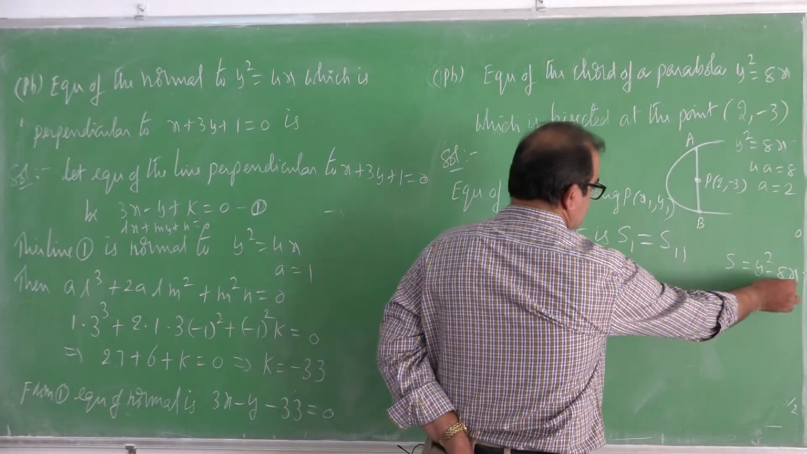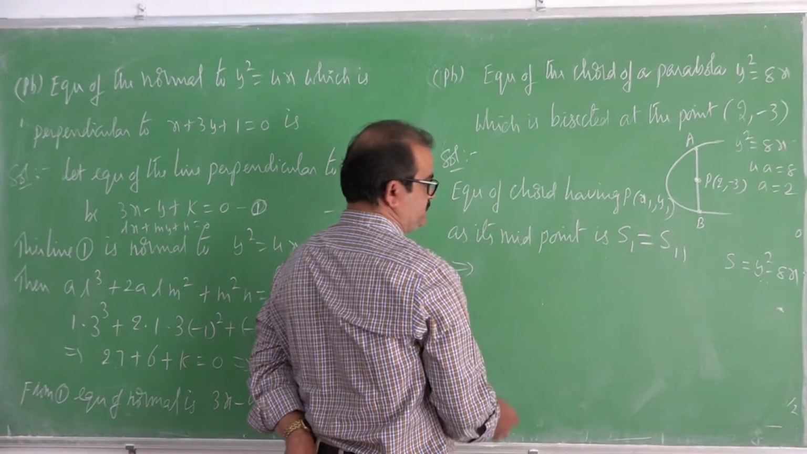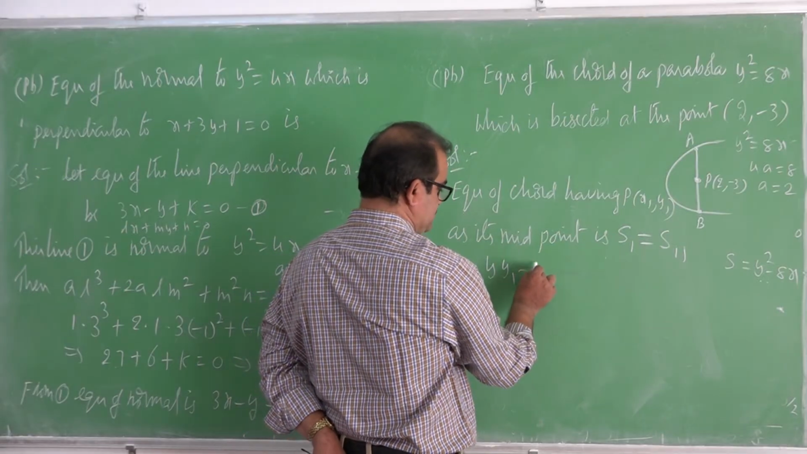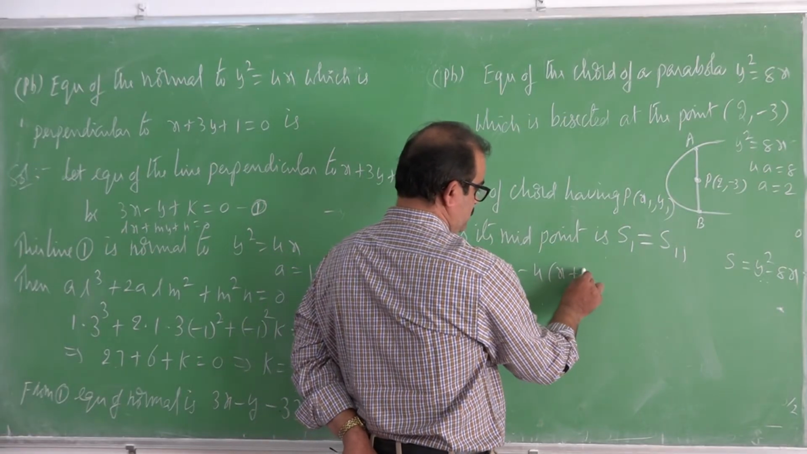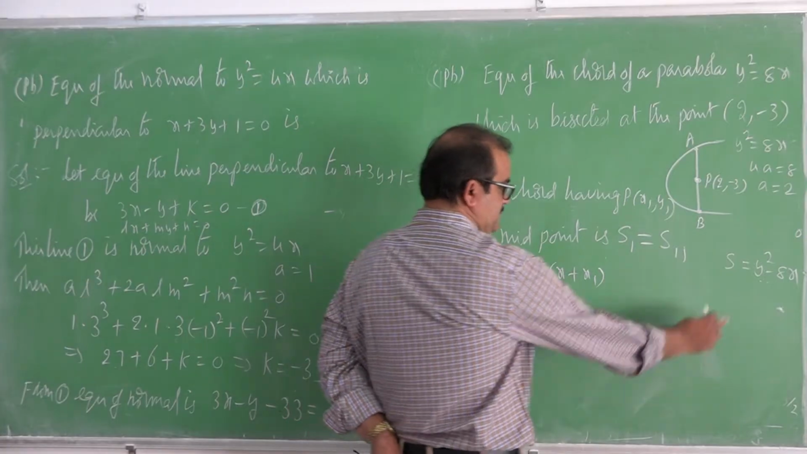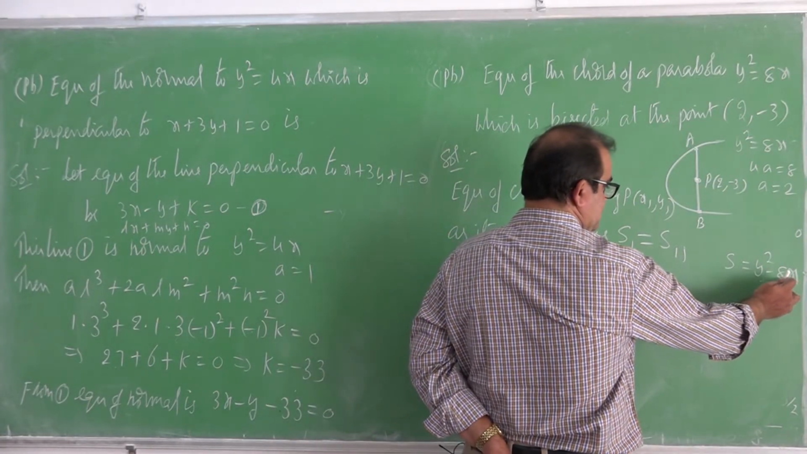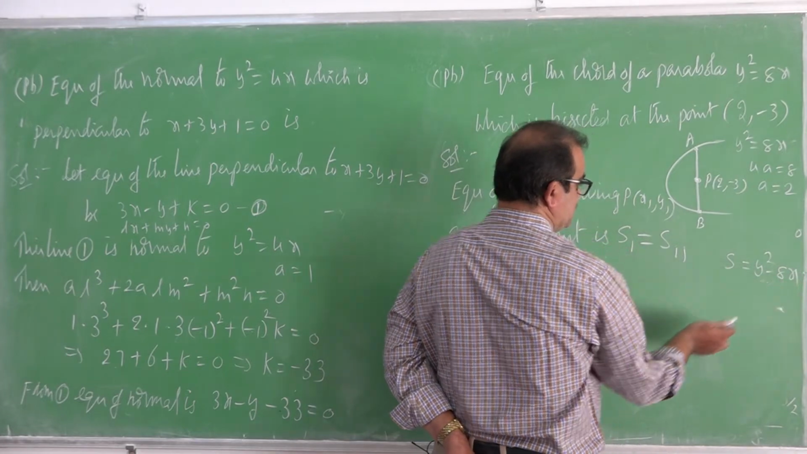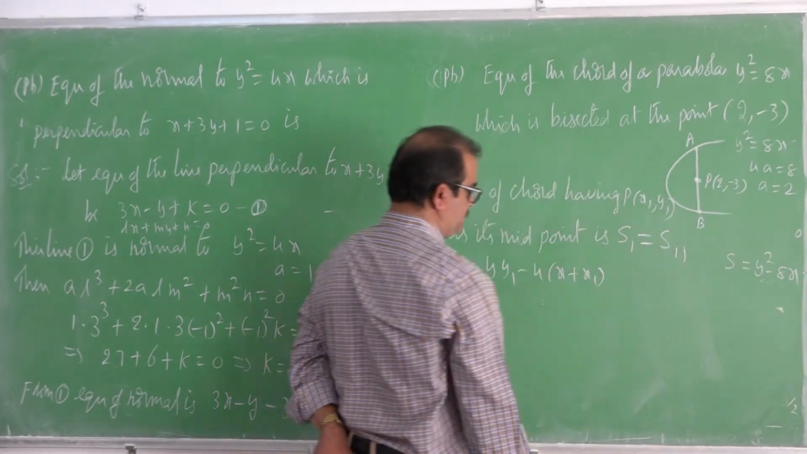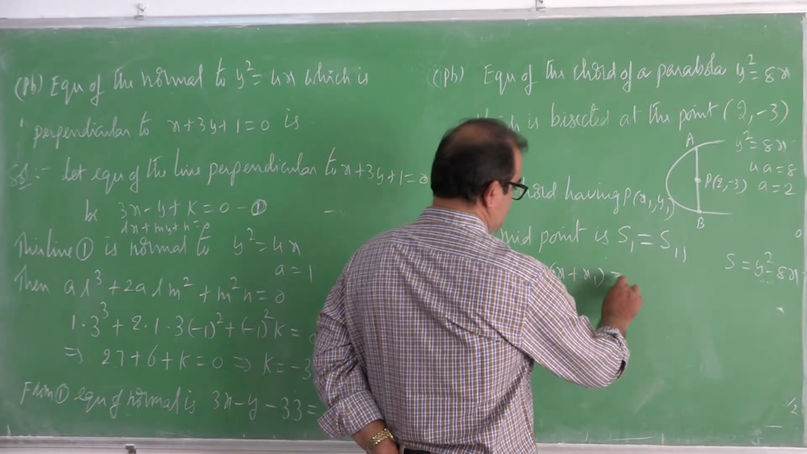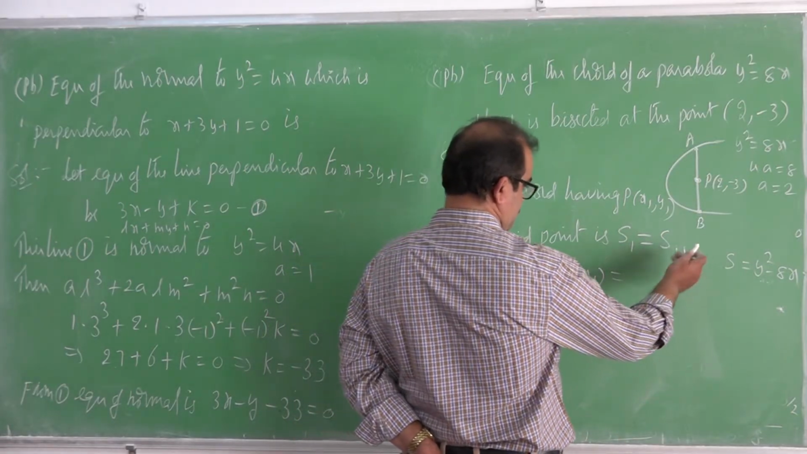To this parabola, what is S1? S1 is y y1 minus 4 into x plus x1. Y square is taken as y into y1, and 8x is taken as 4 into 2x, where 2x is x plus x1. So this is S1.